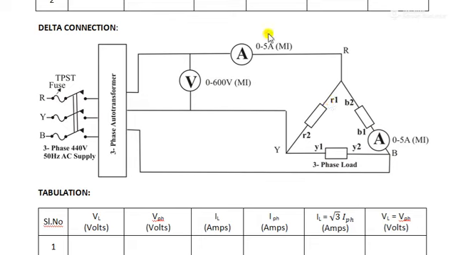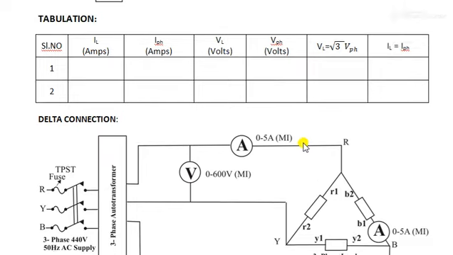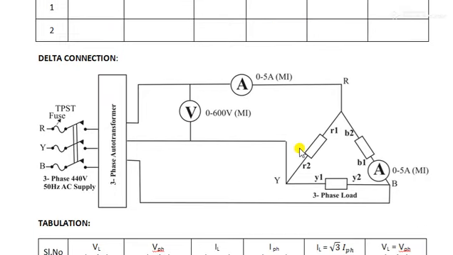This part is the same: supply, TPST switch, auto transformer, and 3 outputs are coming. From these 3 outputs it is connected to the ammeter. From this ammeter it is connected to a common point of connection, that is between two resistances. Now from the Y phase it is connected to the Y point, and the B phase to the B point. Here one ammeter is utilized to measure the phase current. Only one voltmeter is sufficient because it will measure both line voltage as well as phase voltage. So this is the circuit diagram of the delta connection.